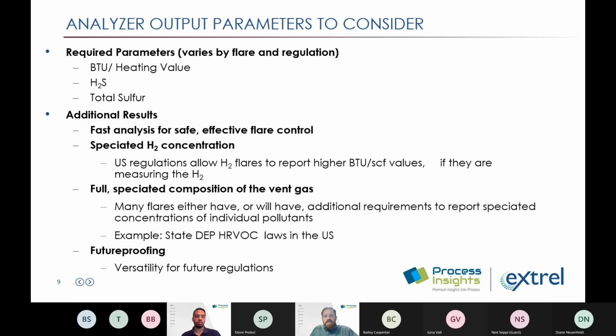So one of the things that was important for a lot of flare operators to consider was, are the analyzers that they put on here going to be future-proof for the next iteration of flare regulations that they're going to have to deal with? So that was an important consideration as well, which is flexibility.